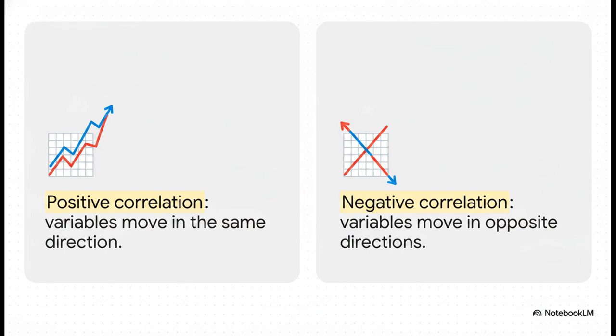Understanding whether variables move in the same direction, which we call a positive correlation, or in opposite directions, a negative correlation, is incredibly powerful stuff. For example, recognizing a negative correlation between price increases and sales volume helps confirm that you're dealing with highly elastic demand. But we also have to look at the strength of this link.